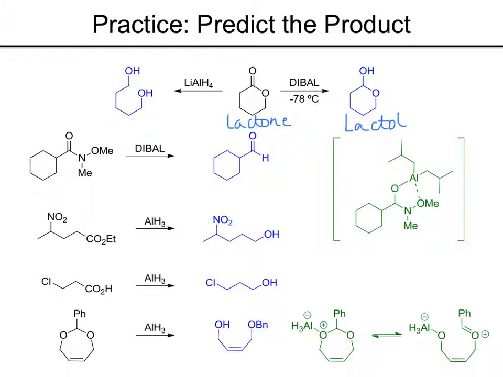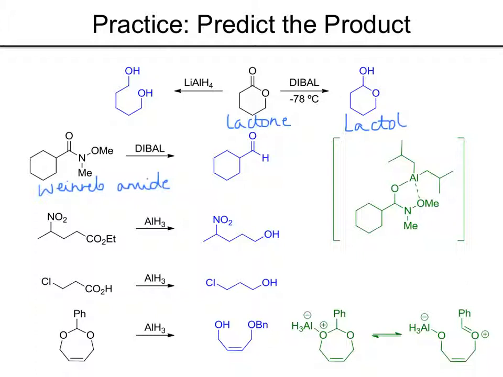In the next case, we're looking at a Weinreb amide. This is a Weinreb amide, and we're treating it with DIBAL. And the Weinreb amide is going to form this chelate after the first hydride addition. This chelate is then going to hold this tetrahedral intermediate in place until workup, and so you don't have further reduction of the aldehyde to the alcohol.